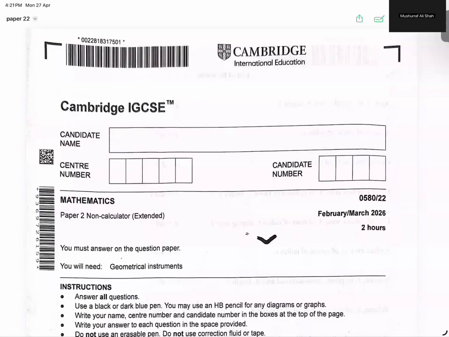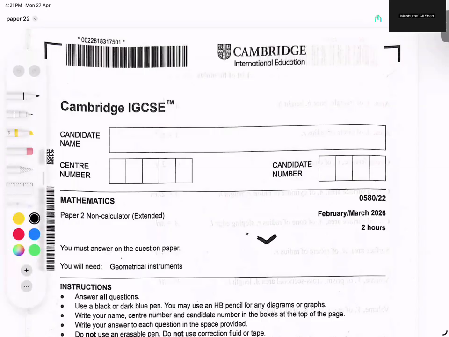Bismillah ar-Rahman ar-Rahim. Students, February, March 2026, and we are going to solve paper 2, the without-calculator version. So all of you get ready.